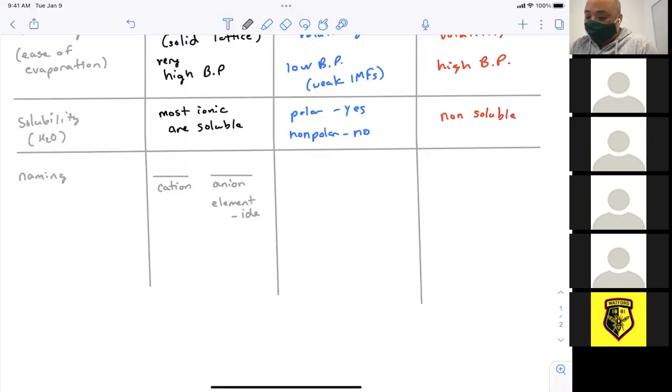Now, you may have a Roman numeral as well, depending on if you have a transition metal. Because with transition metals, you have to identify and tell what the oxidation number of them is when you name.